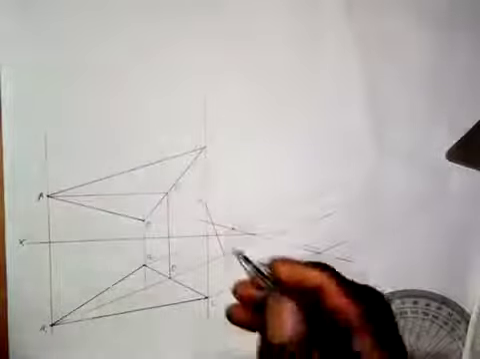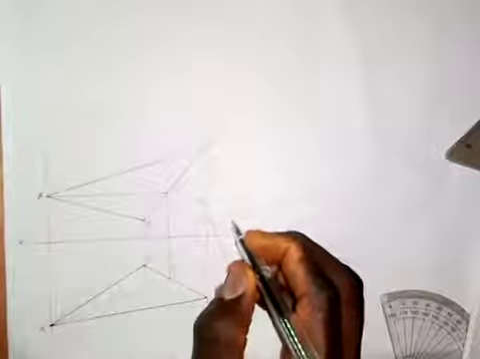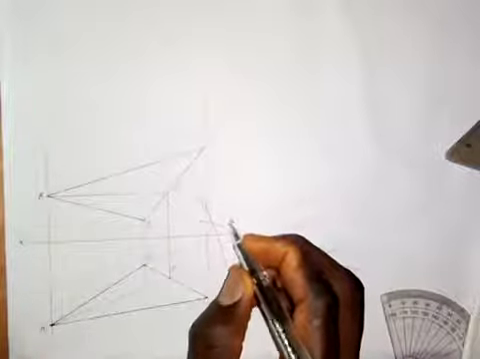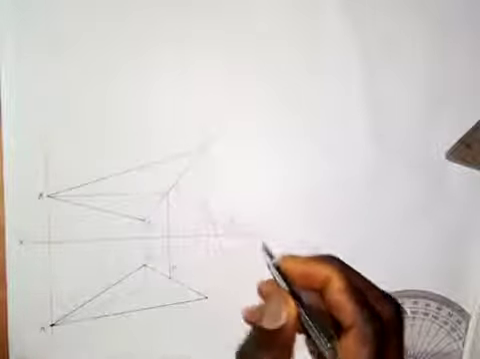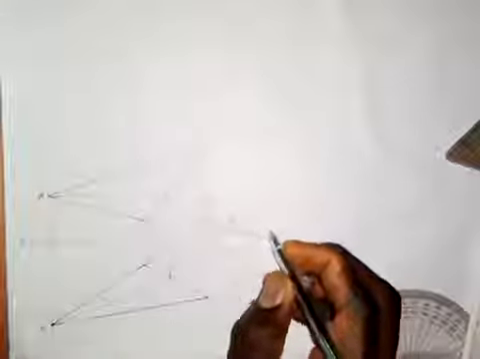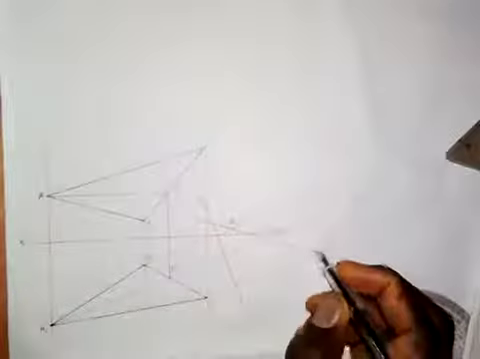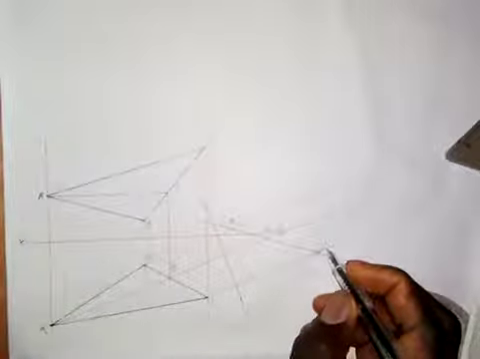If I'm to label this, this is going to be B2, this is A2, D2, and this is point C2.